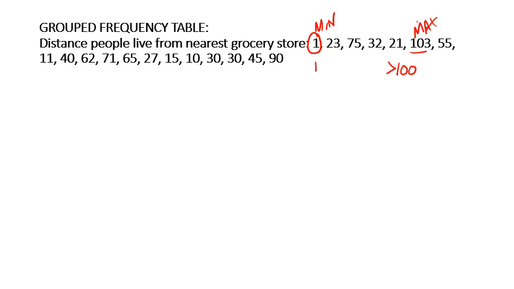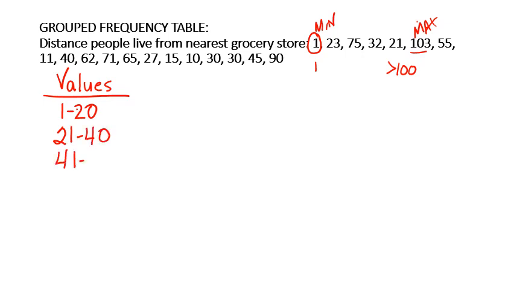And the lowest group is going to be 1 to 20. So let's put values here and write these out. So I'll write 1 to 20. And next I'll have 21 to 40, 41 to 60, 61 to 80, 81 to 100, and more than 100. So we'll have 6 categories.